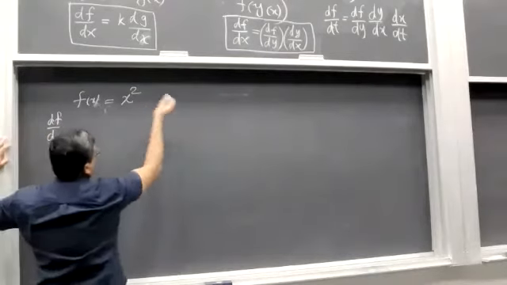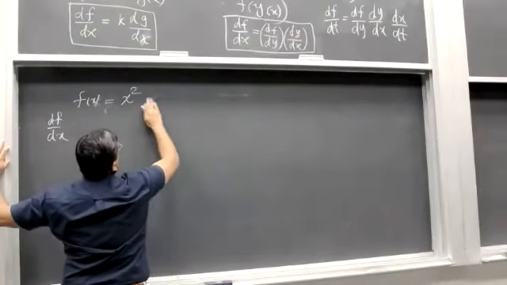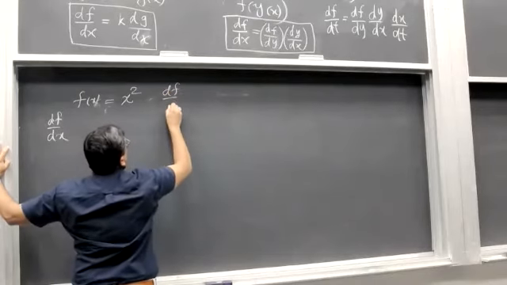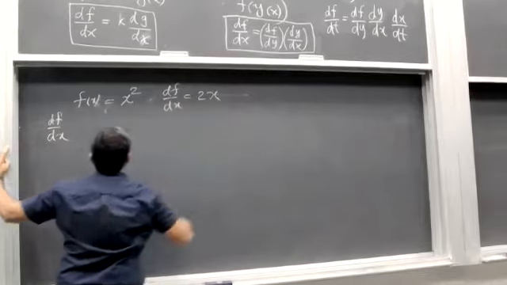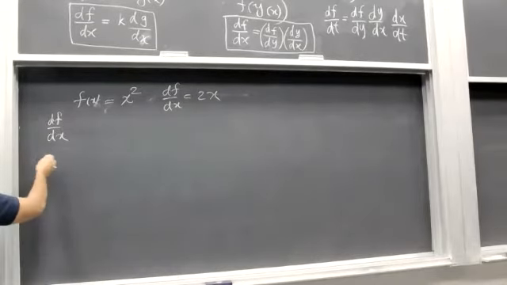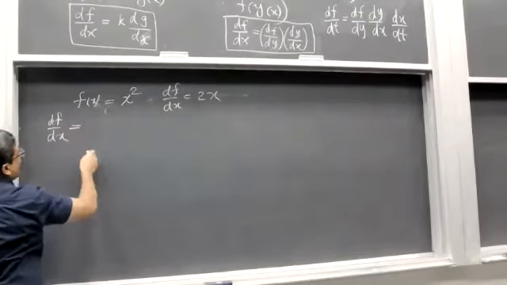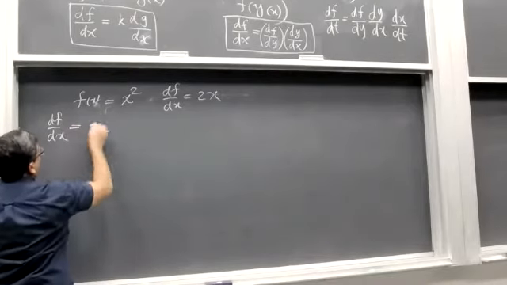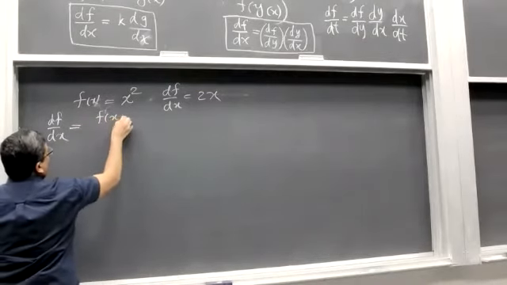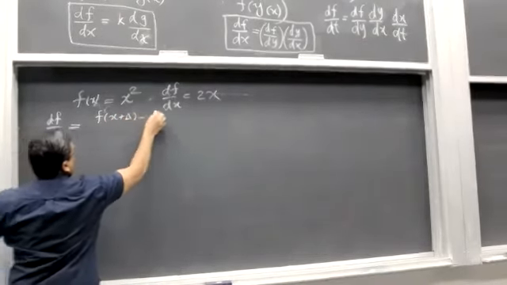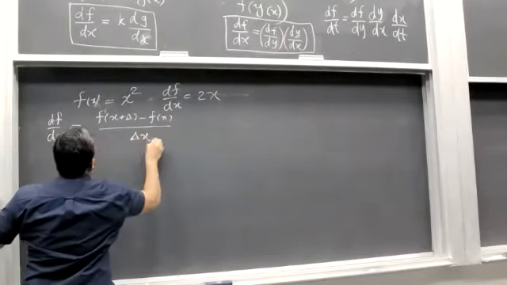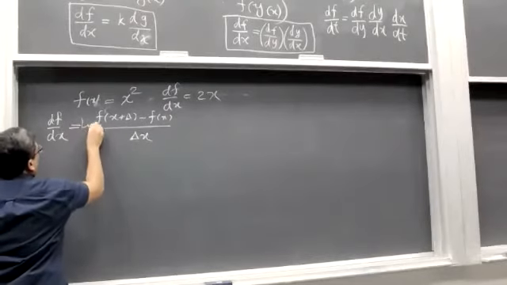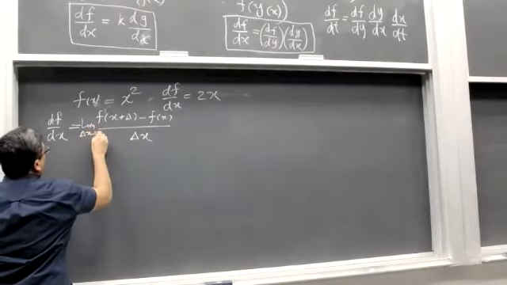Now we know the answer from the rules that we learned, right? The derivative df over dx would be 2x. Let's see whether we can get to that answer using the first principle. So the first principle says, let me just state it here: f of x plus delta x minus f of x, over delta x, limit delta x goes to 0.